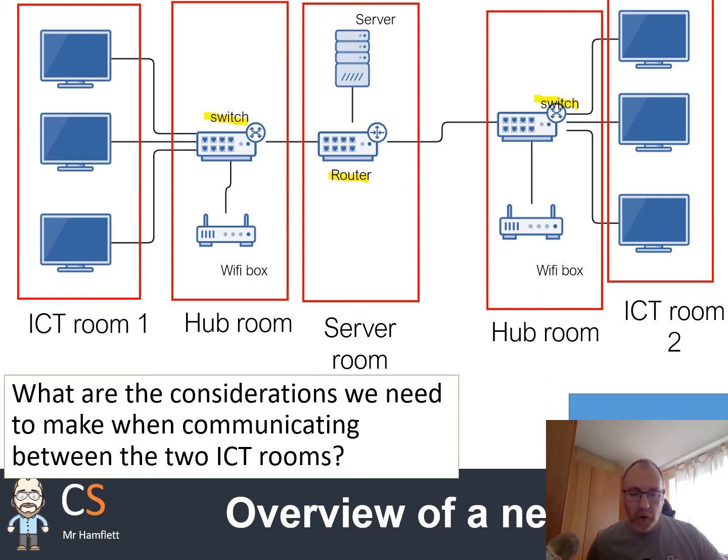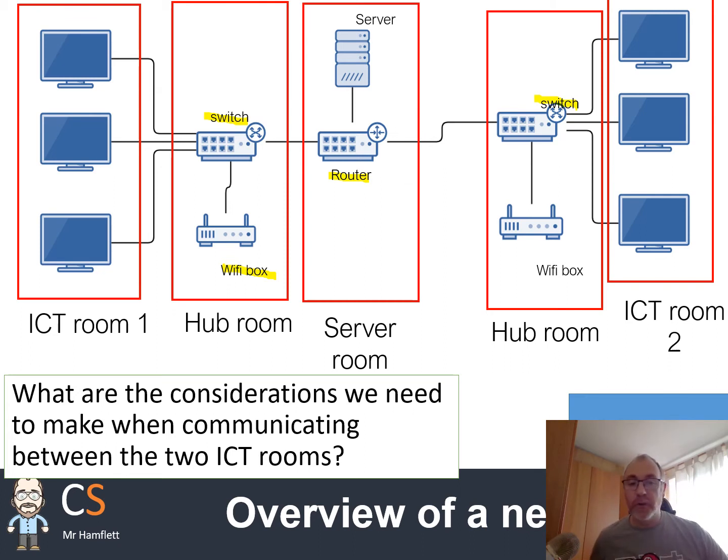So what are the main considerations we need when communicating between two rooms? Well, the first main consideration is, how are they actually physically going to be connected? There must be a wire connecting them together, because otherwise, how on earth would they talk to each other? So in this diagram, you see I've got the computers in one room connected to a switch. There's also a Wi-Fi box, so maybe I've got some iPads in that room as well, and they're connected to the wireless access point.